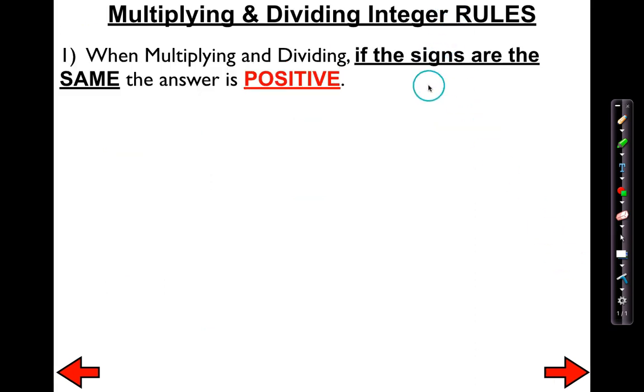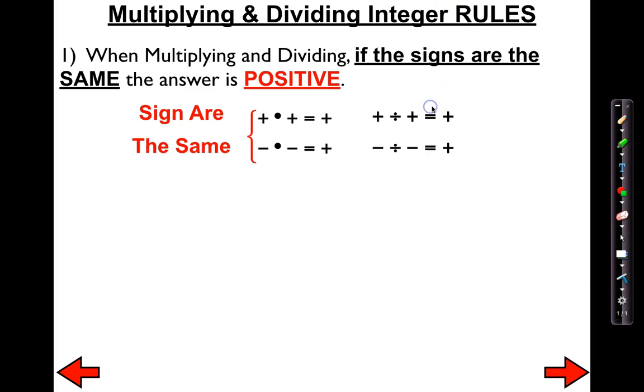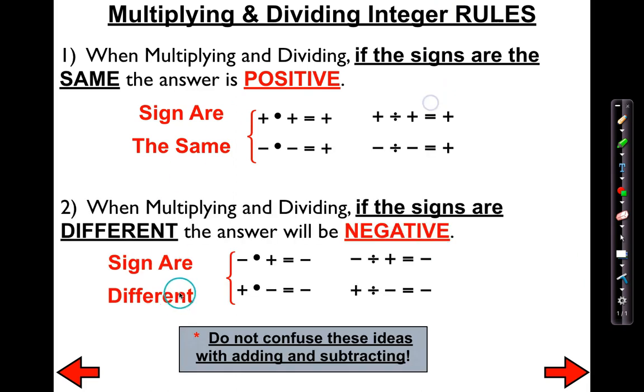So here's the multiplying and dividing integer rules. Whenever the signs are the same, they will be positive. But if the signs are different, whether it's multiplication or division, they will be negative.